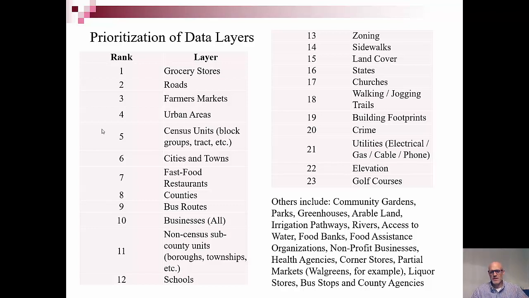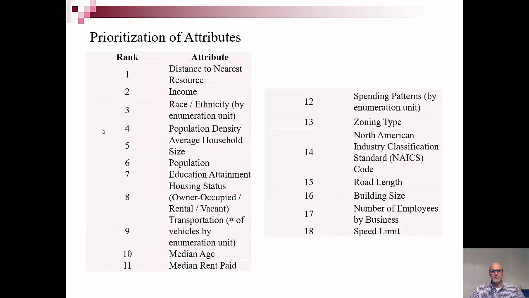farmers markets, urban areas, census blocks, cities and towns, fast food, counties, all the way down to the 21st, 22nd, 23rd that we rated. And then people also added in things like community gardens, greenhouses, arable lands. Some of these would be relatively easy to develop. Some of these would be a little bit more difficult. But you can see what people rated and felt were the most important.